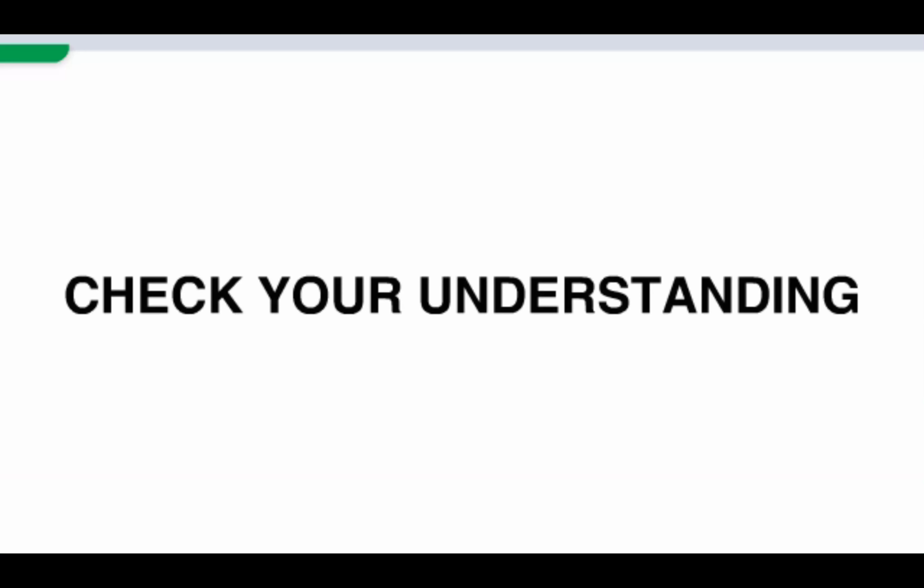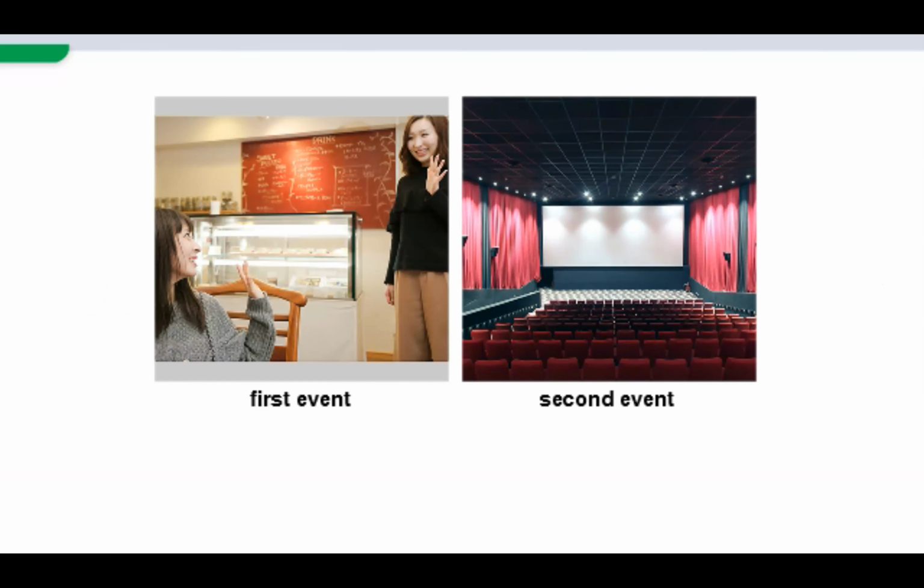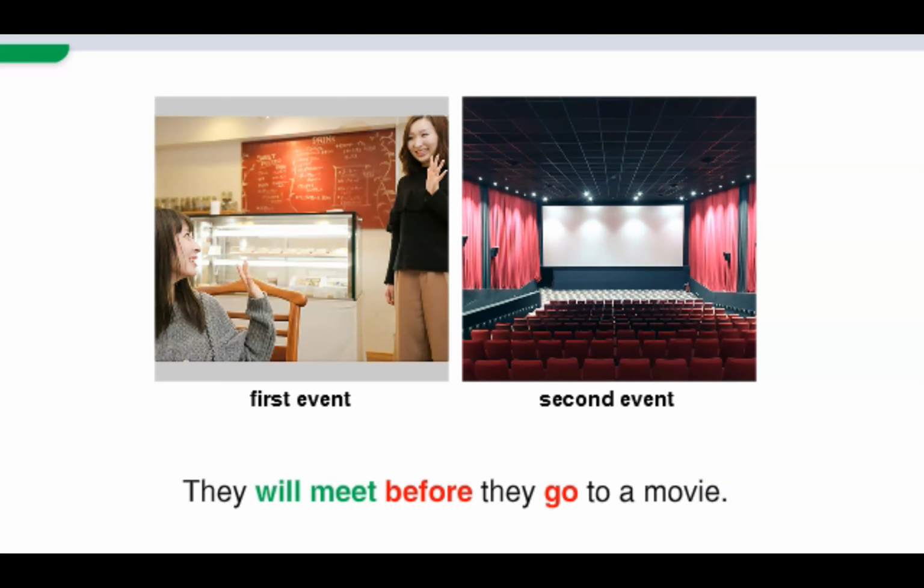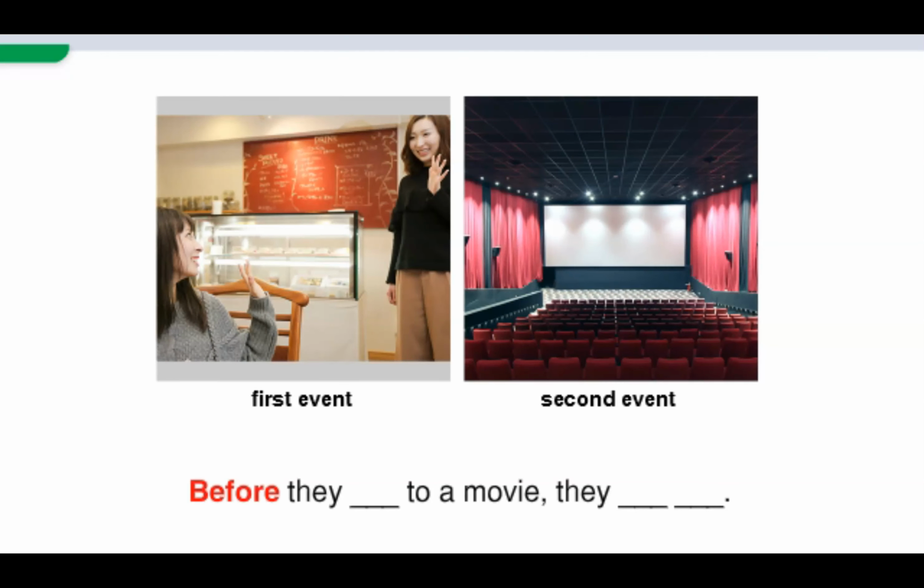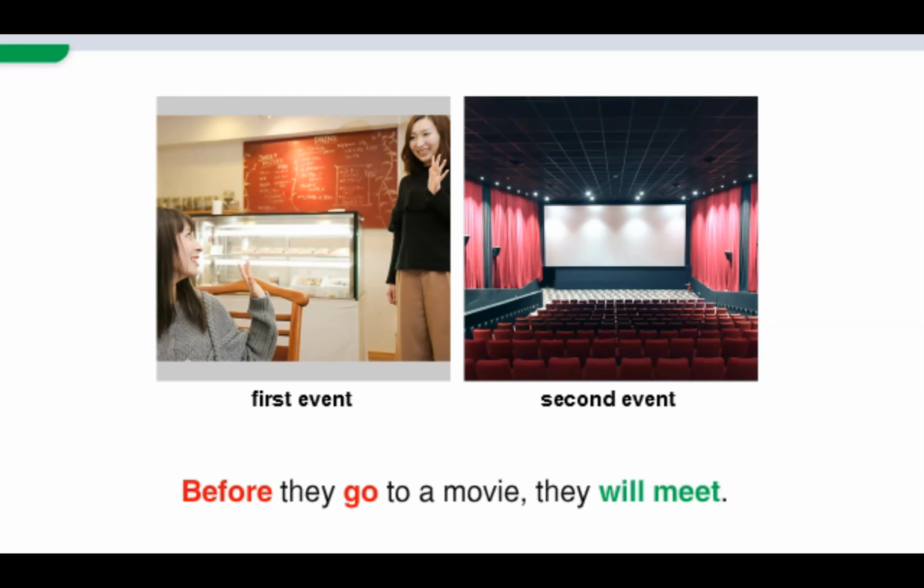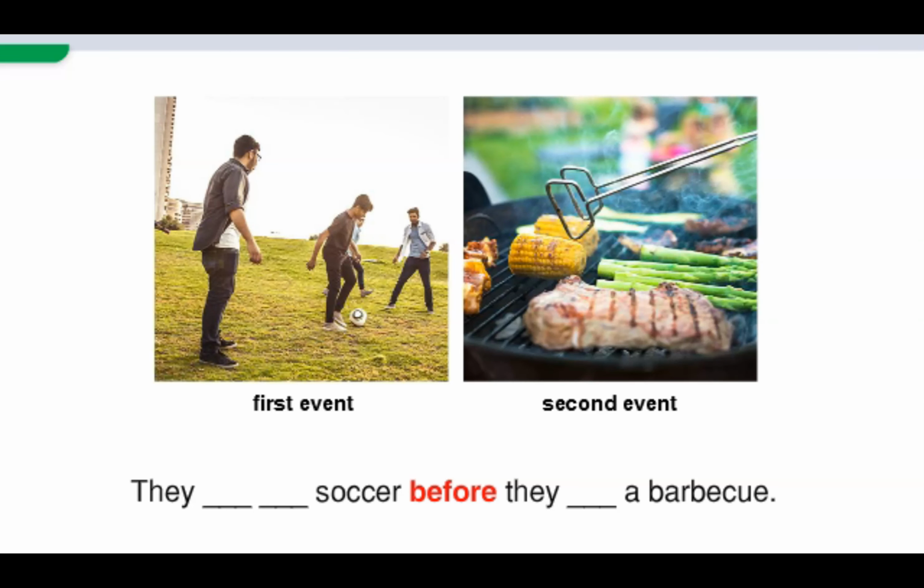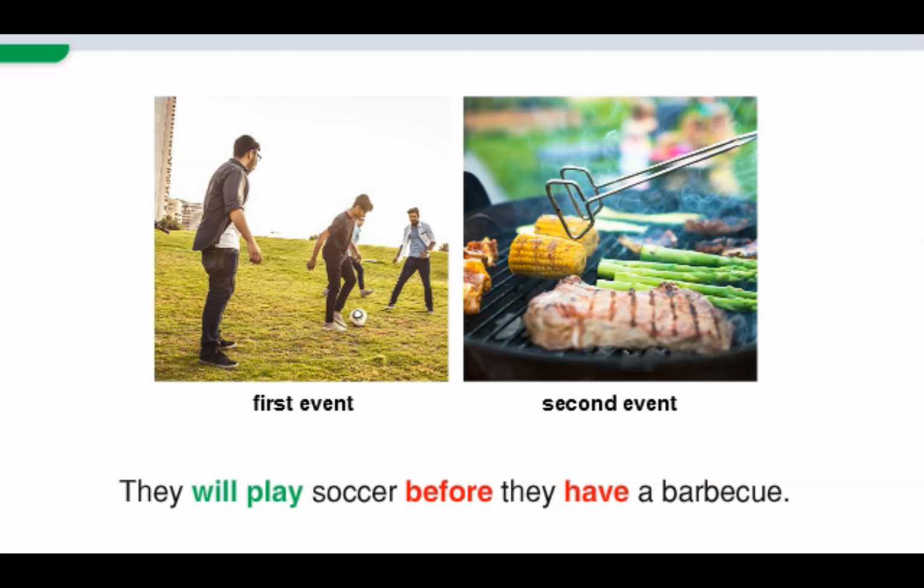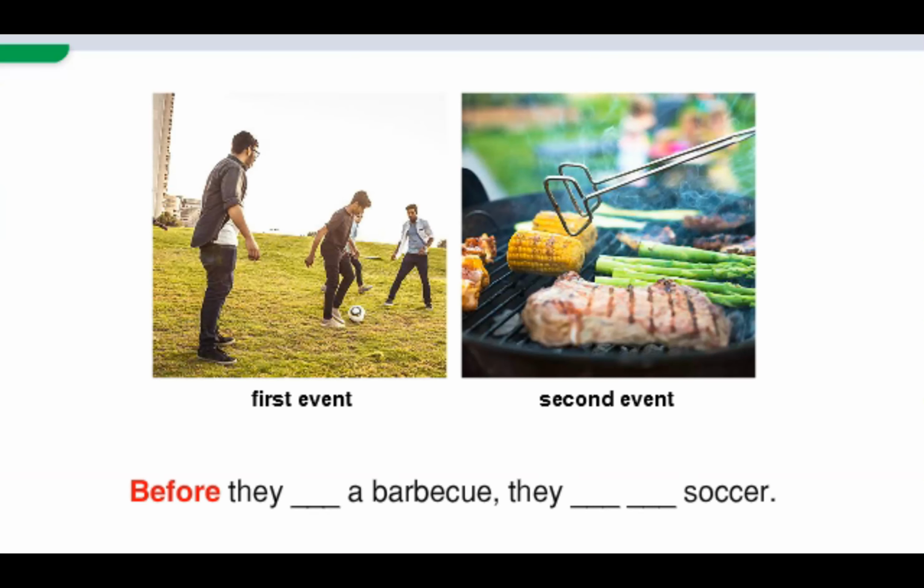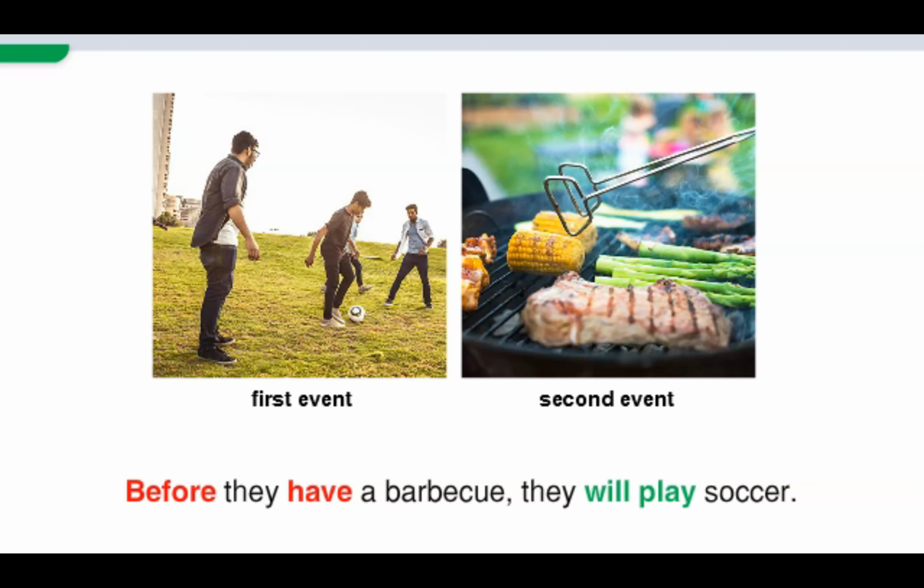Check your understanding. Look at the picture. Complete the sentence. They will meet before they go to a movie. Before they go to a movie, they will meet. They will play soccer before they have a barbecue. Before they have a barbecue, they will play soccer.